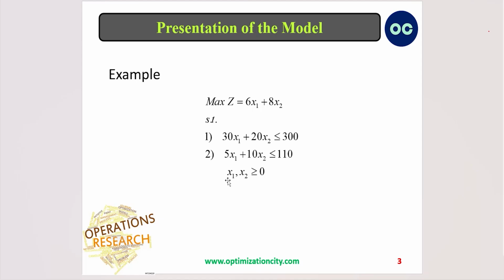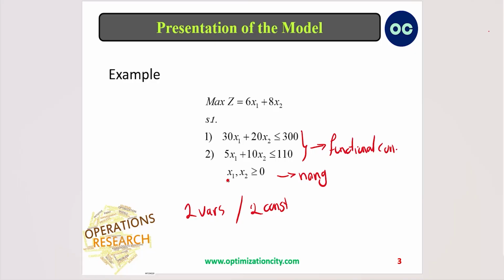This model has two variables and two constraints. These two constraints are functional constraints, and this is the non-negative constraint.